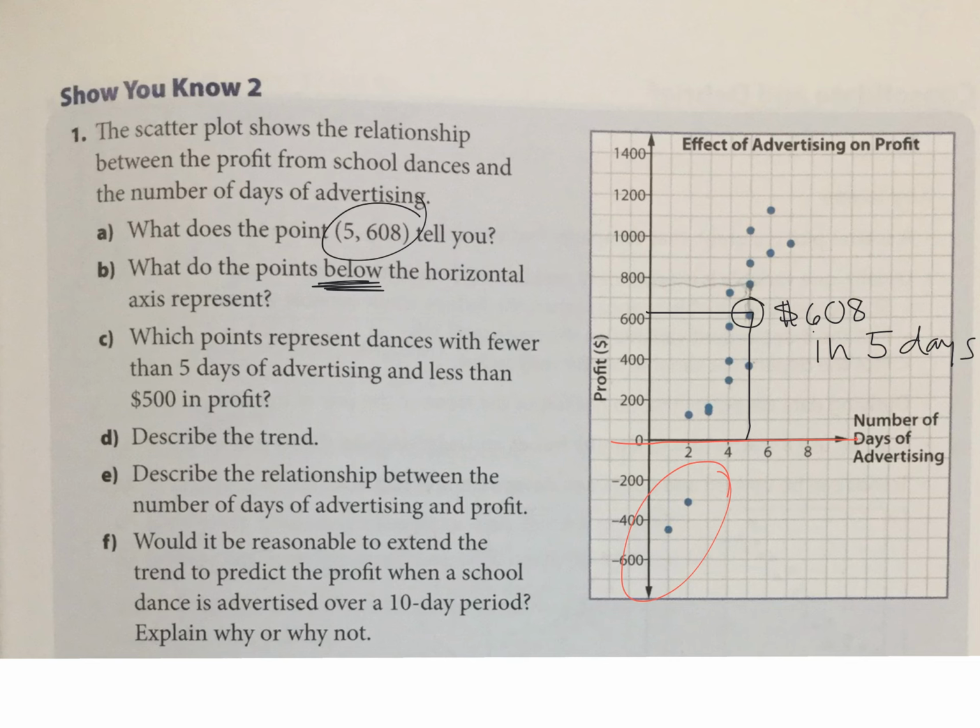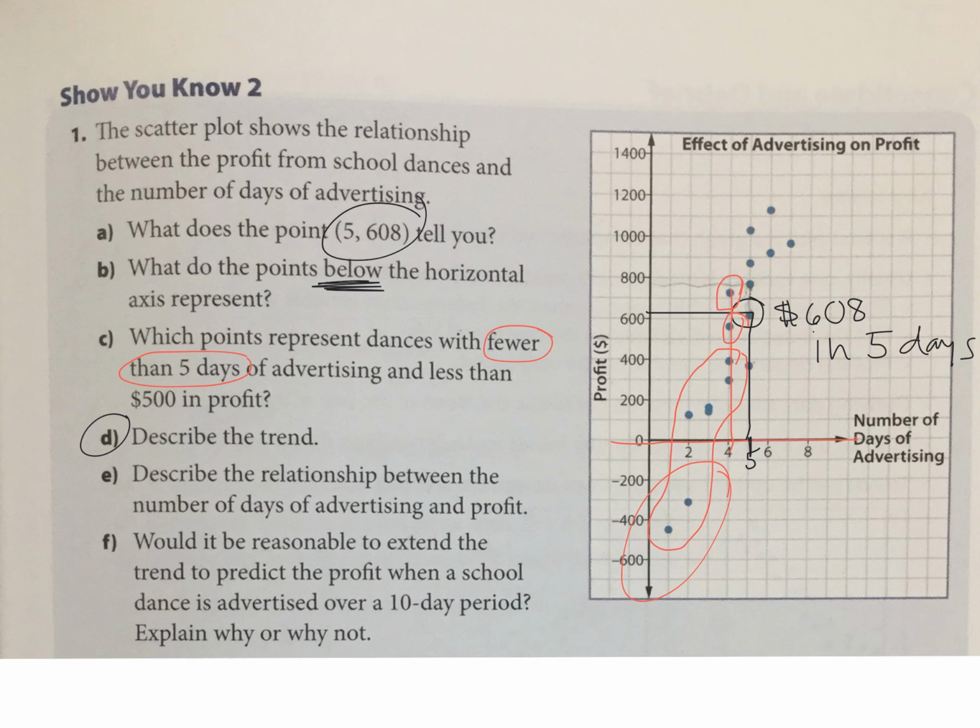How about C? Which points represent dances with fewer than 5 days of advertising? Here's 5 days, right? All the points below that would be these ones. So those are all the points below 5 days of advertising. And this one and this one. These are all 4 days of advertising. Anything to the right of that is 5 days or more. You don't have to list all the points, but I circled them. That's fine.